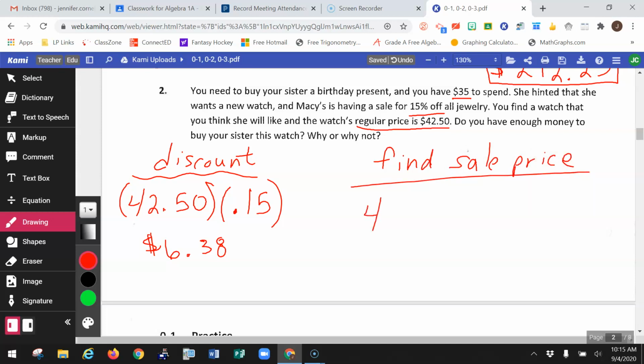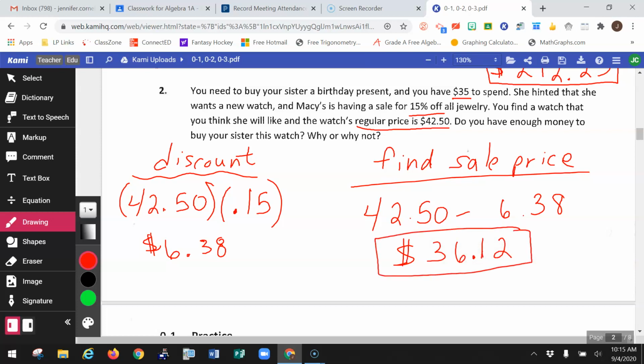So the regular price is $42.50, take off our discount of $6.38, and then we end up with $36.12. Do you have enough money? No. Do not have enough money. You only have $35.